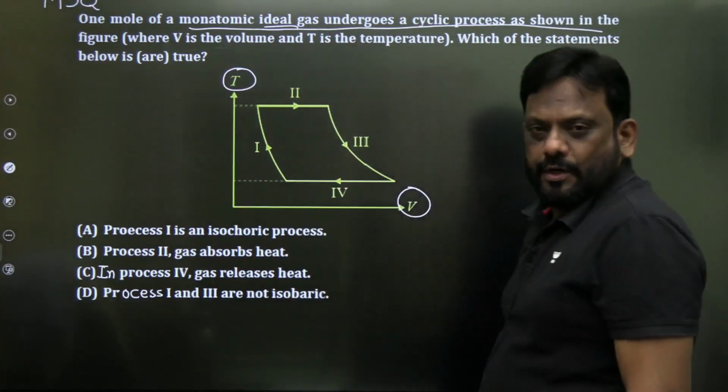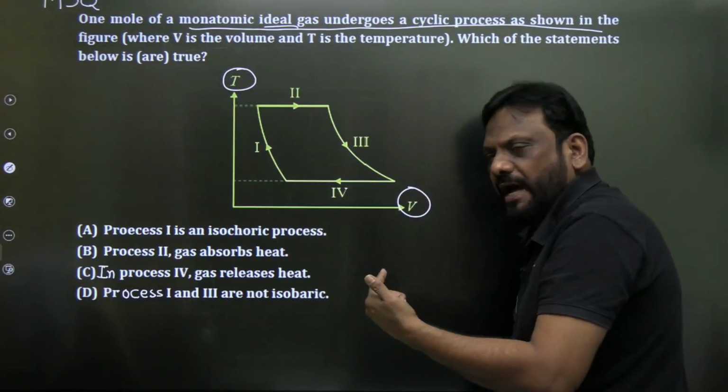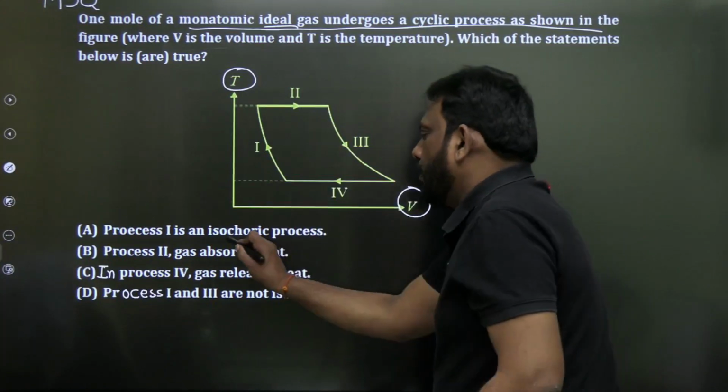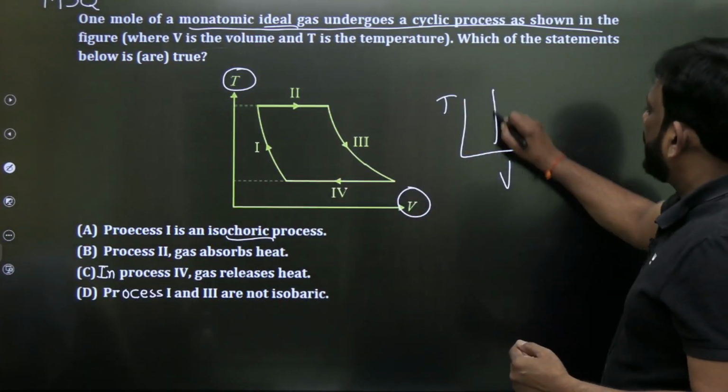Process 1 is isochoric. Hey, if you take volume here, if it is isochoric, it will be constant volume. Isochoric is constant volume. On a TV diagram, isochoric should be vertical.